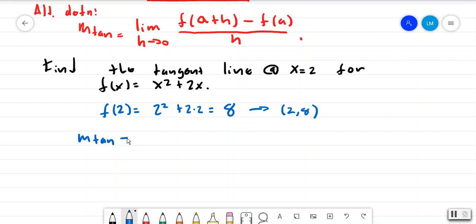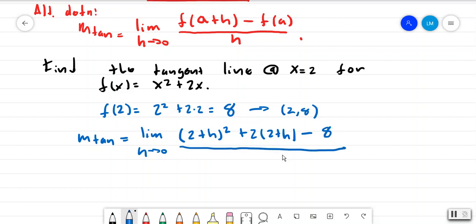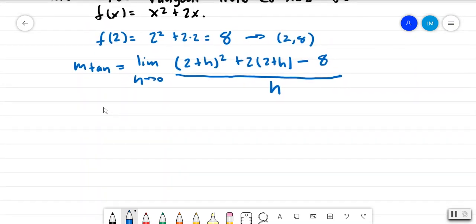So we have that the slope of the tangent is equal to the limit as h approaches 0 of, well, this is where it gets a little interesting. We're going to use 2 plus h squared plus 2 times 2 plus h minus the value that we get when we plug in 2. So we get 8, and all of this is divided by h. Now, this is where we have to use a little bit of algebra, where we simplify. So we have the limit as h approaches 0 of 4 plus 4h plus h squared plus 4 plus 2h, and all of this minus 8.